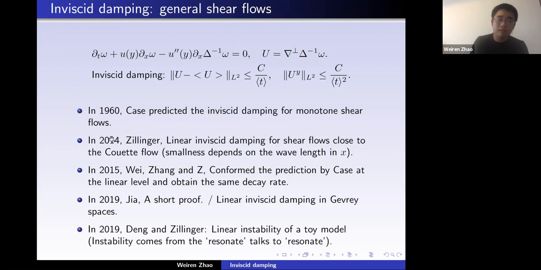In 2014, Zillinger proved that if the shear flow is really close to the quiet flow, then the inviscid damping also holds. And one year later, with Dong Yiwei and Professor Zhang, we proved the inviscid damping for monotonic shear flow, and we obtained the same decay rate. Later, Jia gives a short proof, which of course has a quite good idea in that proof. And he also proved the linear inviscid damping in Gevrey space.